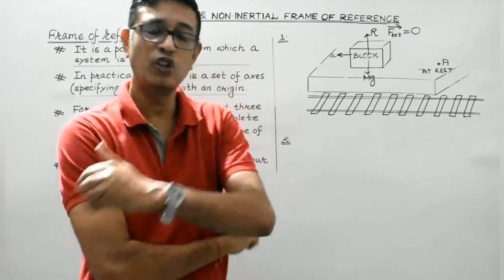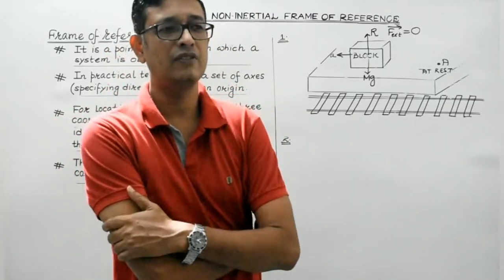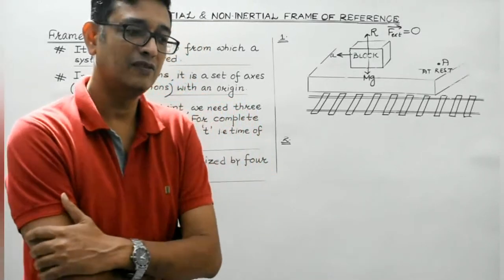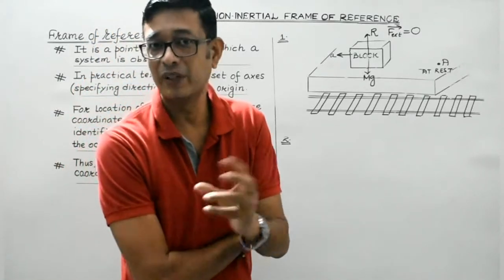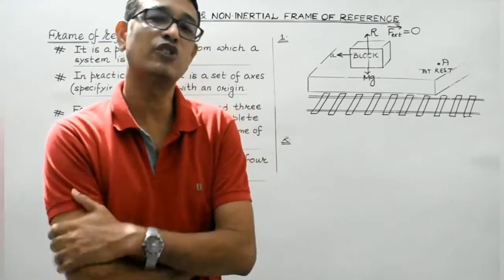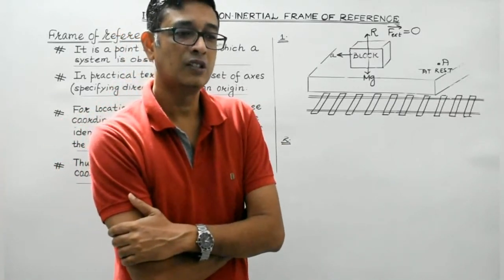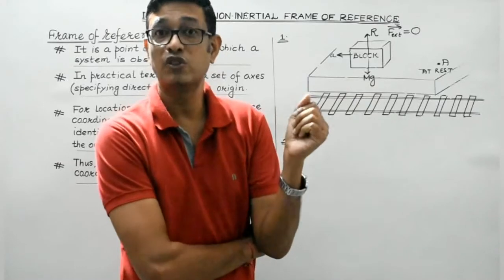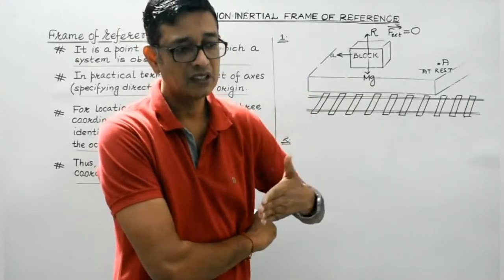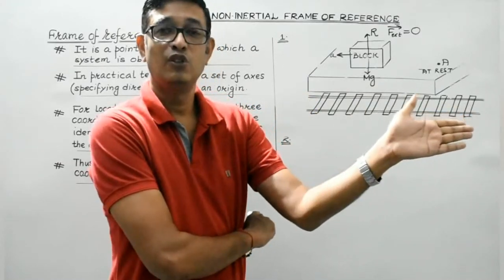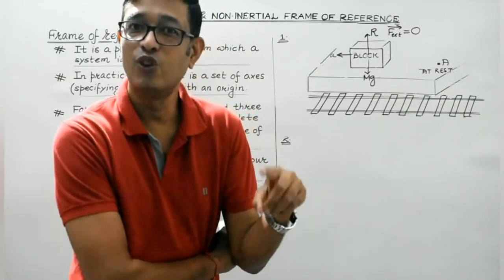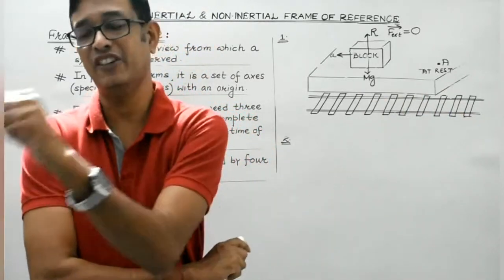Let's talk about non-inertial frame of reference. We have experienced various examples to elaborate this existence of fictitious or pseudo force. Suppose, students, a vehicle is taking a turn. Suppose you are sitting in a bus and the bus is taking a sharp turn. So the passenger sitting inside the bus will experience a force in the radially outward direction.